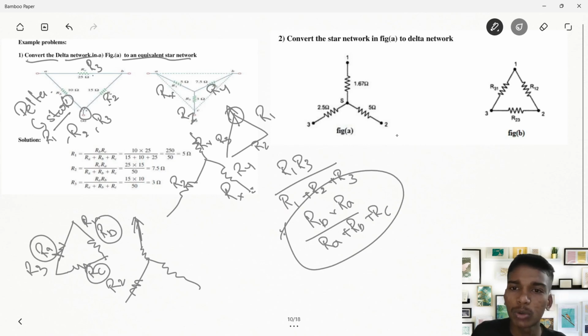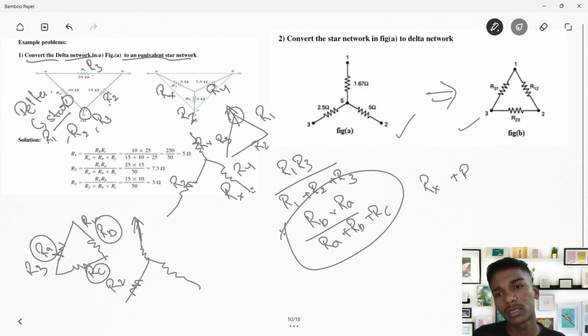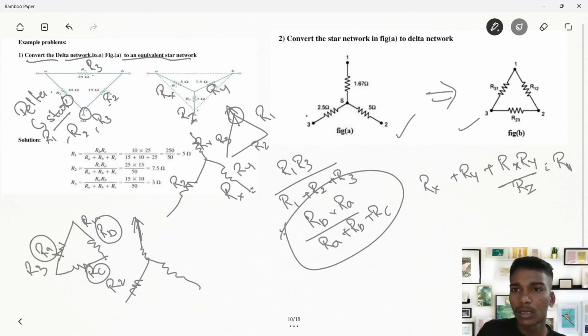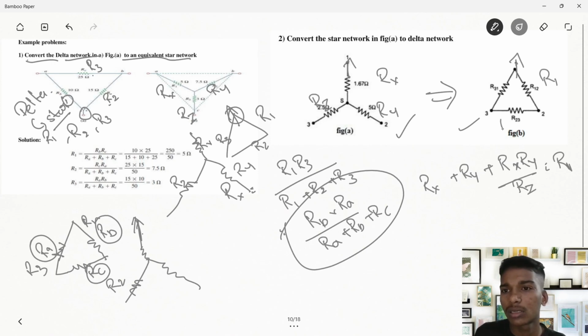I'm giving you this problem as an exercise. Just convert this star configuration into delta configuration. I'm giving the formulas also. Rx plus Ry plus Rx Ry by Rz equals R1. Here the upward nodes are already made parallel, so we can directly write Rx, Ry, Rz and R1, R2, R3. Then try to equate R3 as R31 or something according to the notation they have given. When you are writing your final answer, mention the notation they have given.